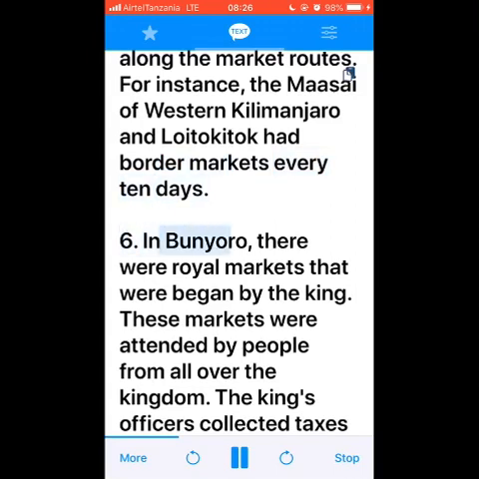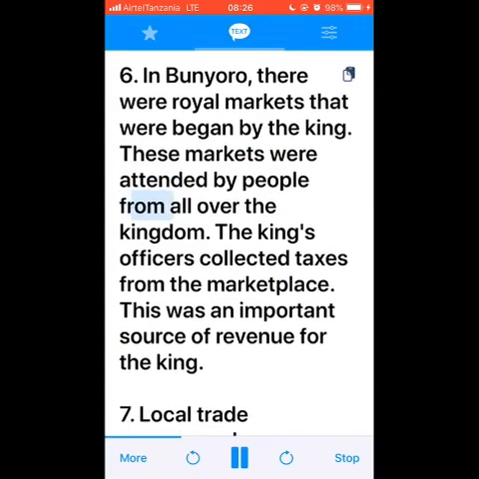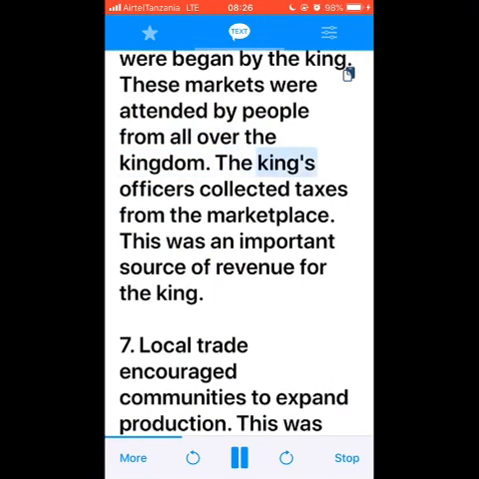6. In Bunyoro, there were royal markets that were begun by the king. These markets were attended by people from all over the kingdom. The king's officers collected taxes from the marketplace. This was an important source of revenue for the king.